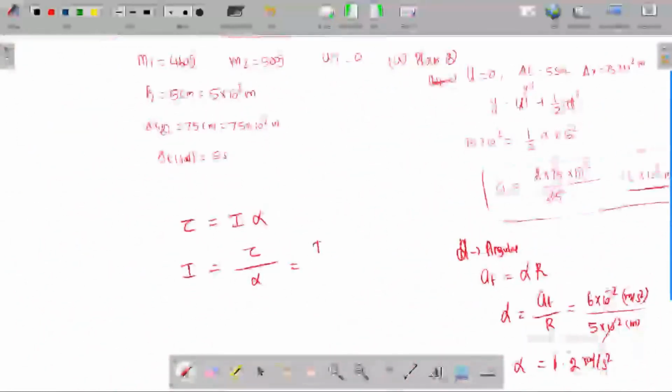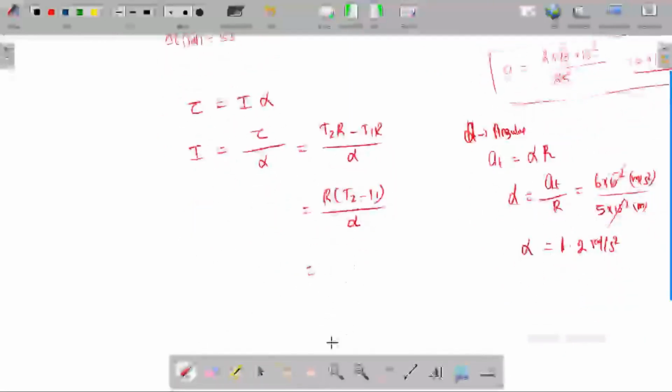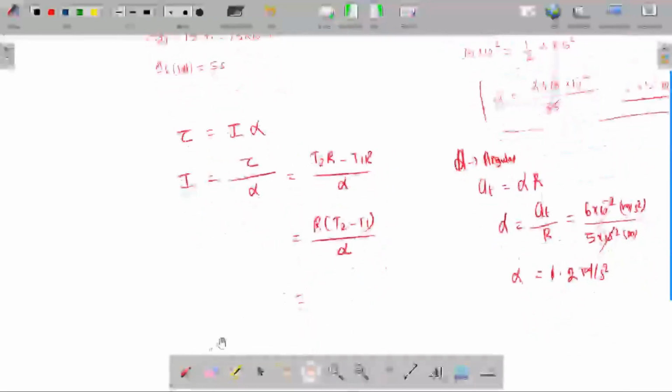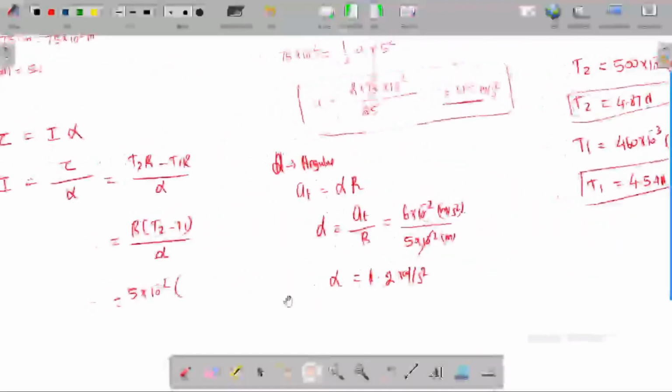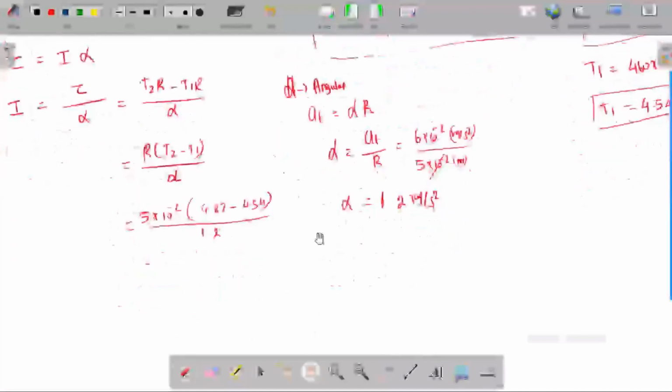Good. So substitute the formula for the torque: T2R minus T1R divided by alpha. Take R outside: I is equal to R times (T2 minus T1) divided by alpha. So what is the radius of the drum? Radius of the drum is 5 cm, so 5 into 10 to the minus 2. T2 value is 4.87 minus 4.54. What is the value of alpha? 1.2. By solving, wait for the answer. Answer is 1.2.